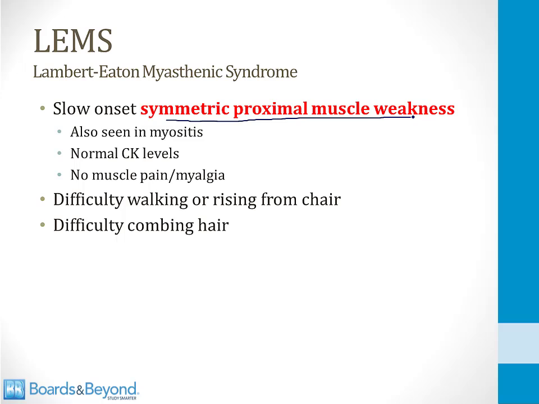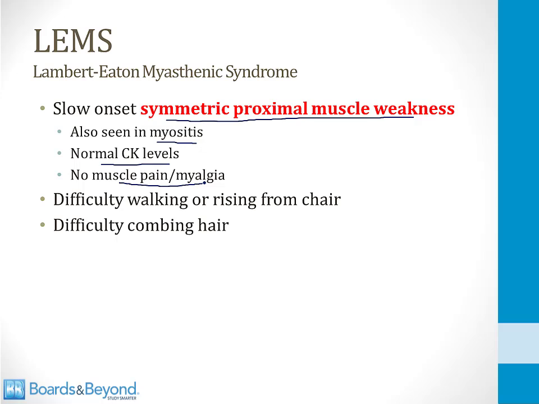Now, this is the same symptom you can see in myositis. However, in myositis, there is inflammation of the muscles. So you see elevated CK levels, and patients usually have muscle pain or myalgias. In Lambert-Eaton syndrome, it's purely a nerve problem, so you will see normal CK levels and no muscle pain or myalgia.